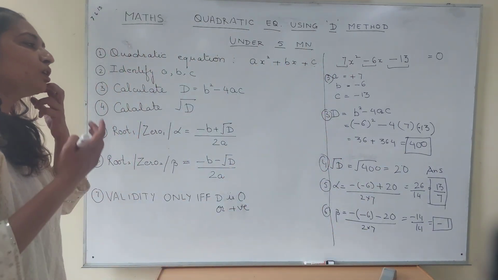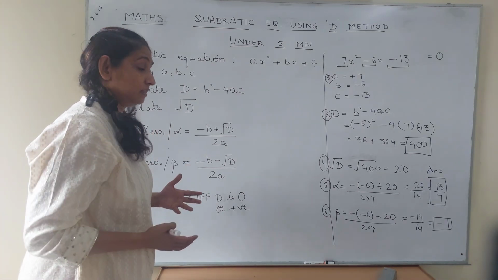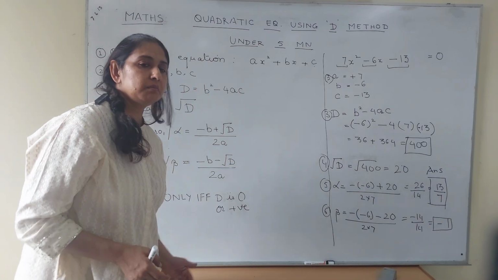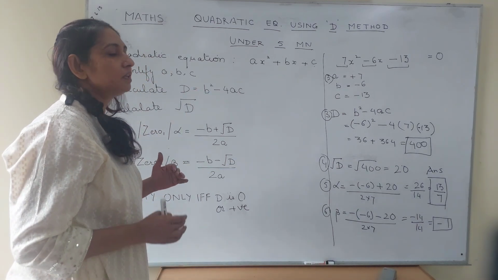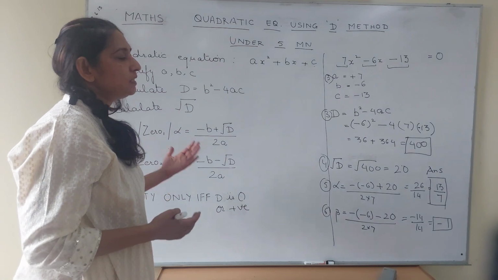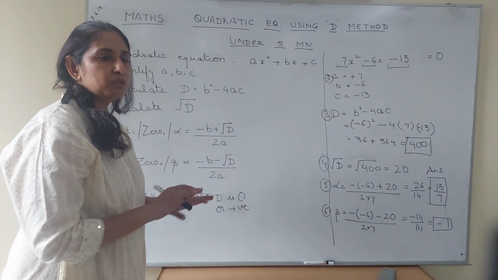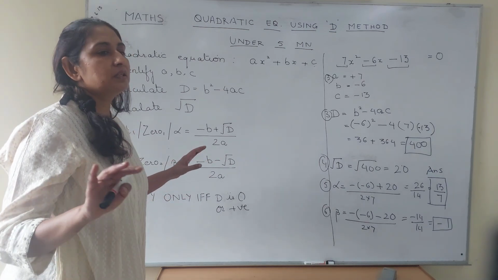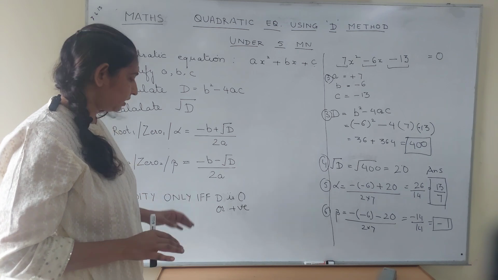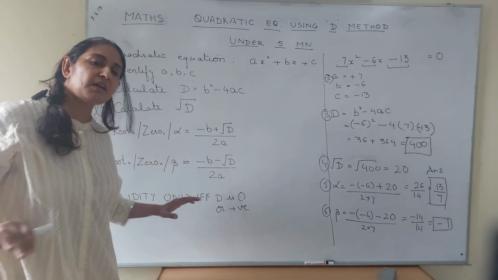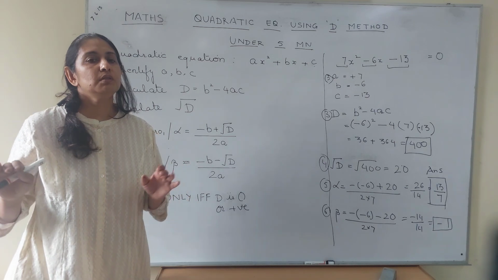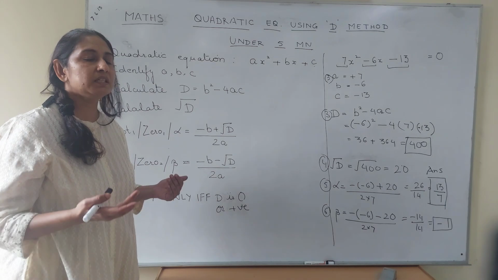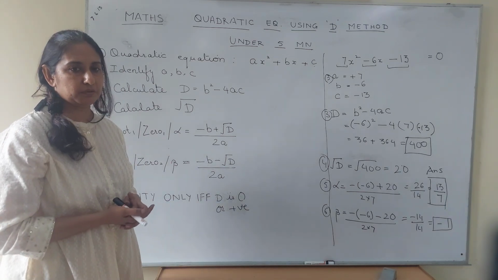If it is positive or if it is 0, only then can we go ahead, only then can we find alpha, only then can we find beta. If the value of D is not 0 or positive, then we cannot use this method, and you will just say that we cannot find the roots of this equation. If the value of D is negative, we just have to mention that this equation does not have real roots, or we cannot find the real roots of such an equation.